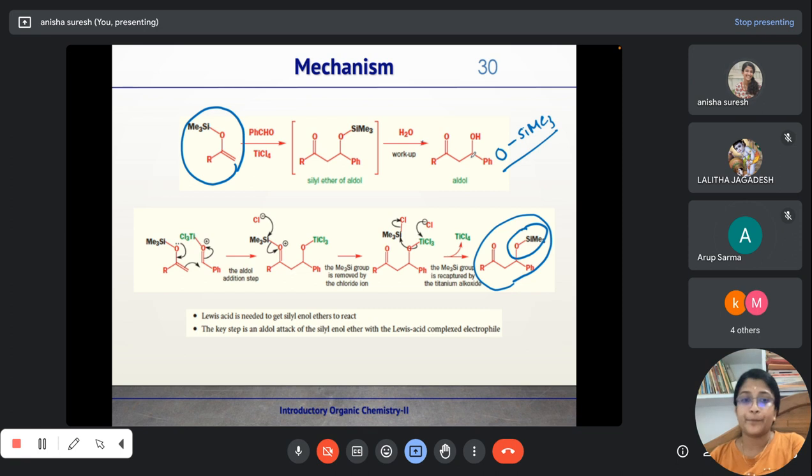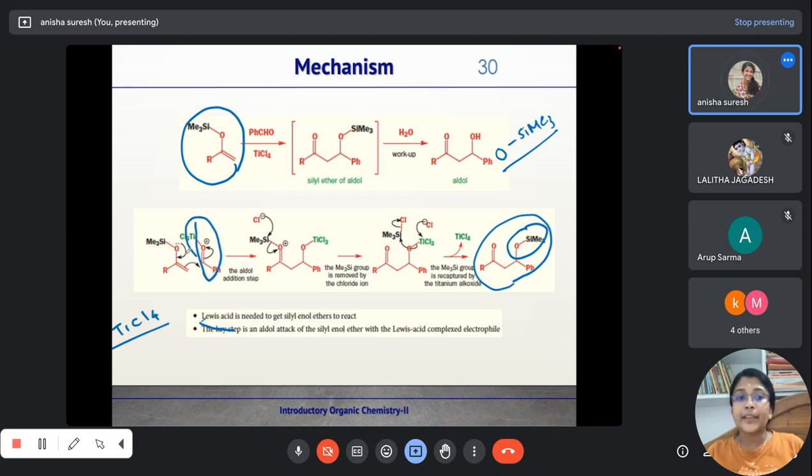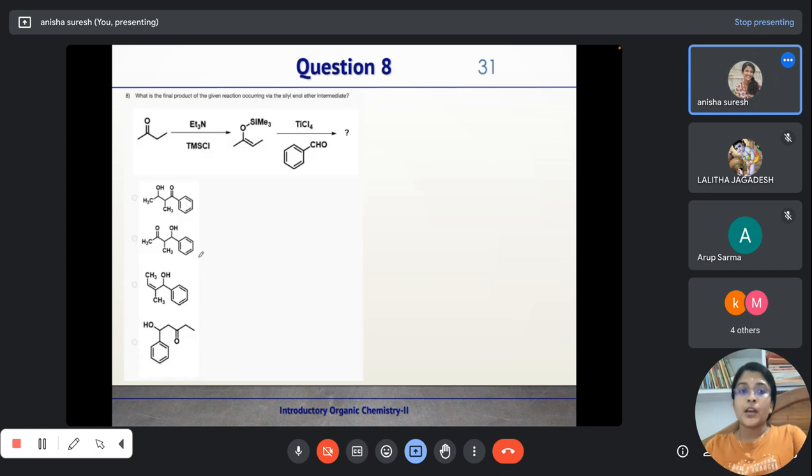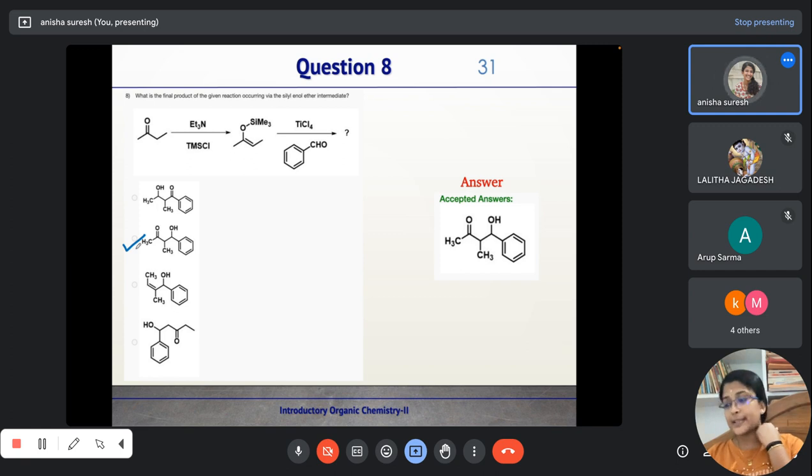Yes, ma'am. Okay. So here the main point is, Lewis acid is needed to get silyl enol ethers to react. That is why we are using TiCl4. TiCl4 is a Lewis acid. The key step is an aldol attack of the silyl enol ether with the Lewis acid complex electrophile. So here the Lewis acid complex electrophile is this, and then this silyl enol ether will be doing an aldol attack on this electrophile. So that is the key step. So the right option is option B as mentioned. So the mechanism is clear, right?